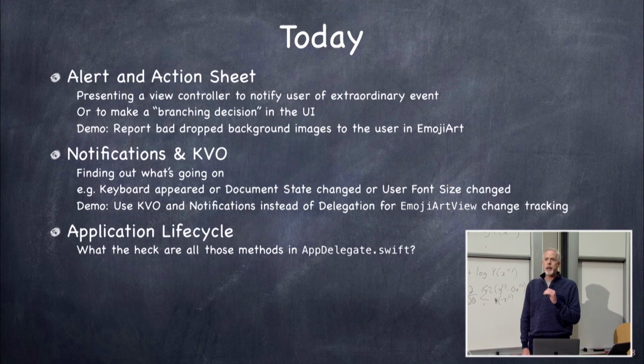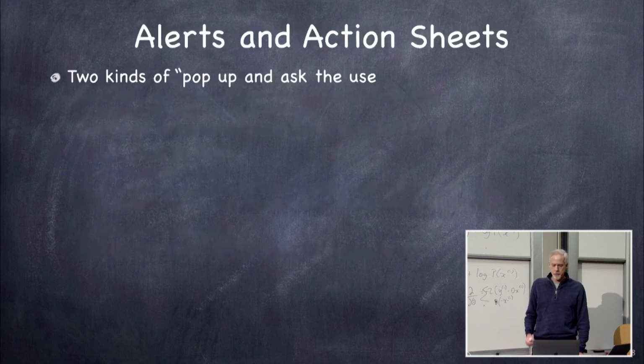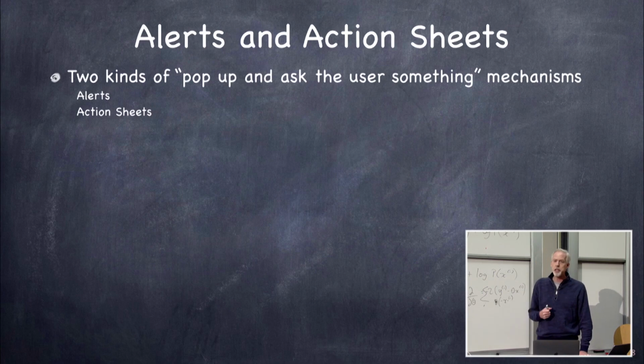That's a way of communicating blind and structured inside of our MVC. And then finally, I'm going to talk about the application lifecycle. We already talked about the view controller lifecycle. Now we're going to talk about the lifetime of your application. All right, so let's start with alerts and action sheets.